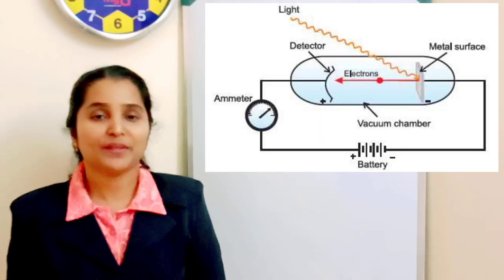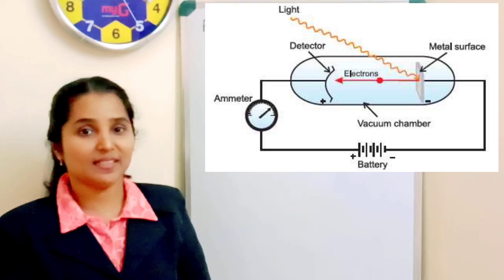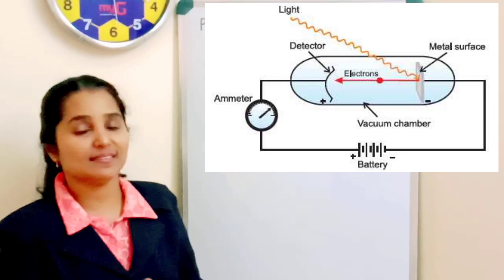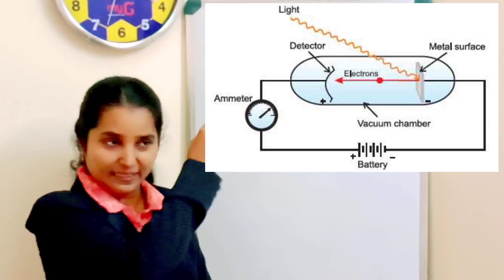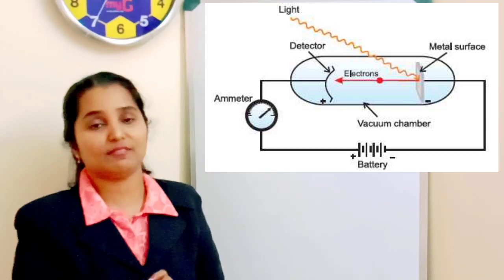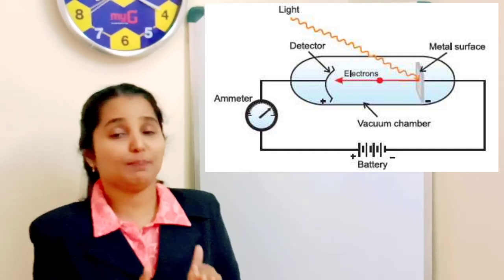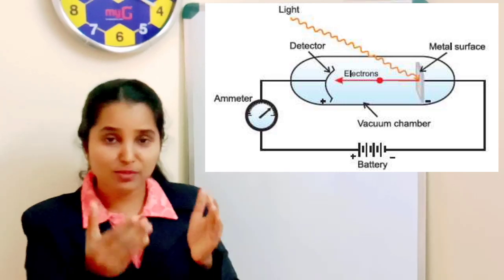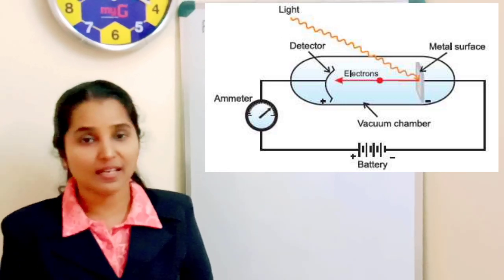It is very clear. So you can see the experimental setup here. In that experimental setup you can see a clean metal surface and a detector which is placed inside a vacuum tube, and you will see light is falling on that metal surface. So what happens when light of a particular frequency strikes that metal surface? Those metal surfaces are preferably taken as potassium, rubidium, cesium, etc.